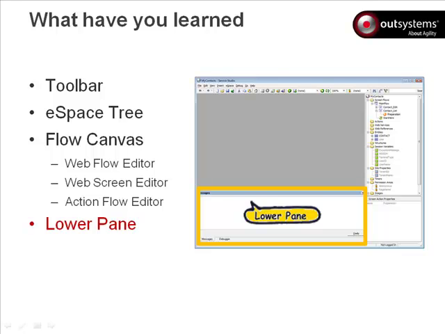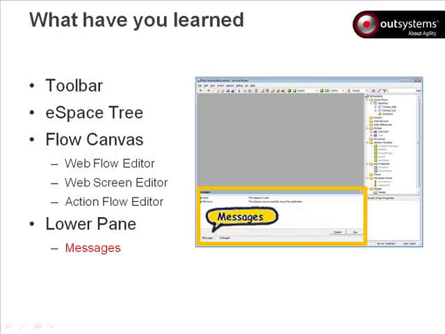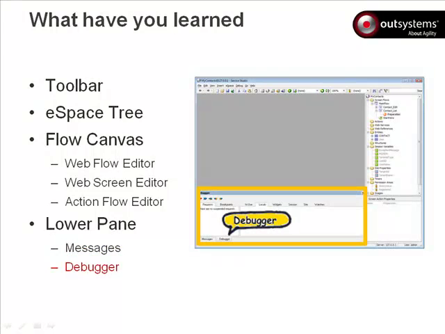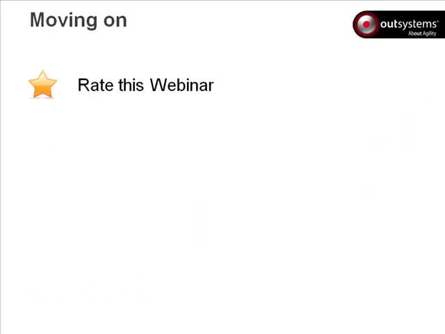We've also talked about the lower pane. It contains two tabs, one called Messages, where you can check your eSpace for warnings and errors, and the other one is the debugger, to observe the runtime properties and behavior of your eSpace. Finally, the Properties pane is where you can set the properties of the selected element.